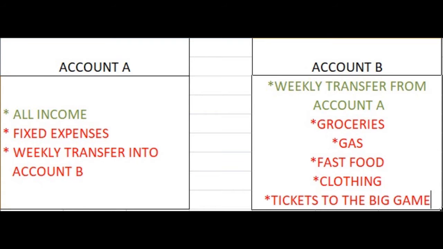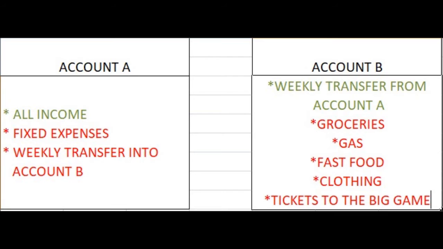Let's go over how to allocate your money once you've figured out how much you will have each week for your discretionary spending. My suggestion is that you have 2 accounts. In account A, you will deposit all of your income for the month. And out of that account will come all of your fixed expenses that we talked about, the rent, the utilities, etc. Every week, you will have a weekly transfer from that account based on the number that you've figured out.